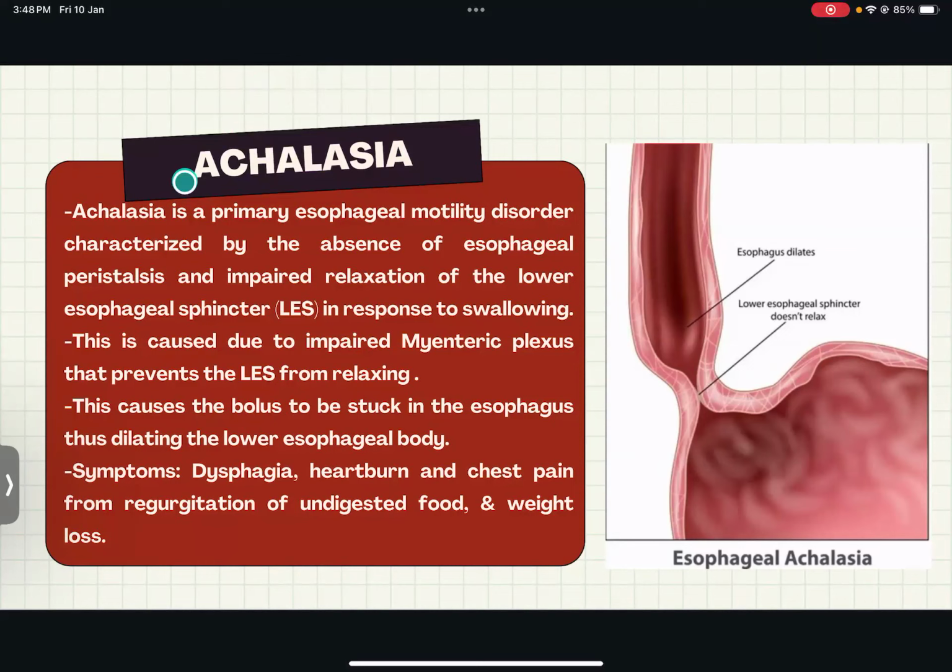Okay. In order to compensate for this, the body tries to bring about secondary peristalsis, which I told you guys about, is another wave or a second wave of peristalsis that comes after the first one, just to make sure it is clearing all the bolus down to the stomach.